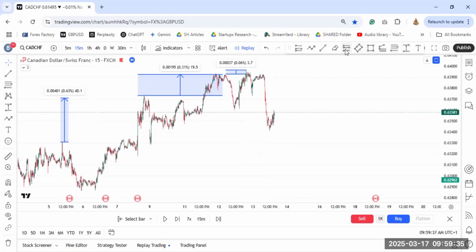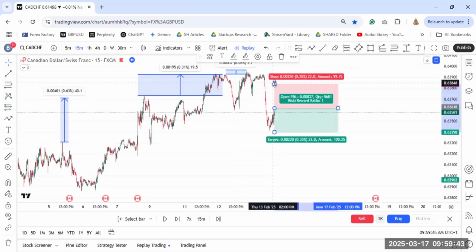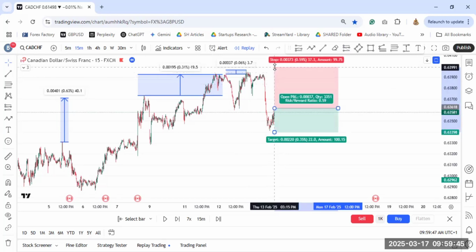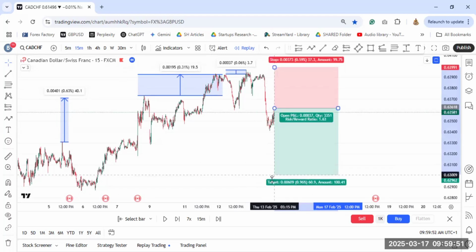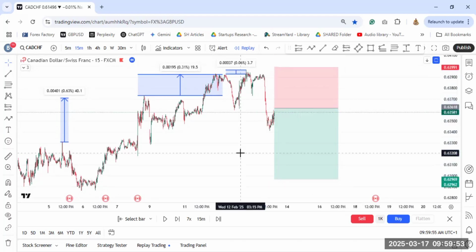So we are going to take our entry around this point. When the market gets to this point, just enter around that point. You can enter and then set your stop loss above this previous high, and you aim for more than one. Now let's see how it will play out.